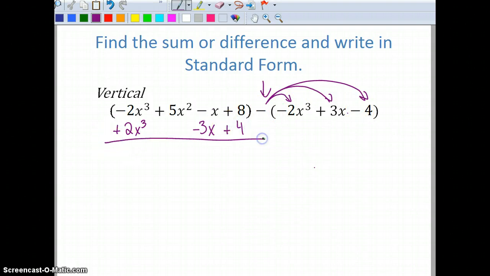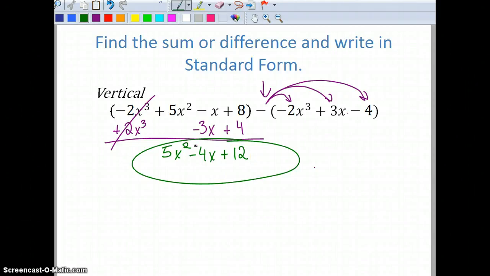I'm going to go through and combine these. Negative 2x cubed plus 2x cubed. Oh, that adds up to 0. I'm going to bring down my 5x squared. Negative x minus 3x, that gives me negative 4x. 8 combined with a positive 4 gives me a positive 12. I'm going to double check one more time that everybody's lined up just right. They are. And that's my solution, or that's my simplified form.